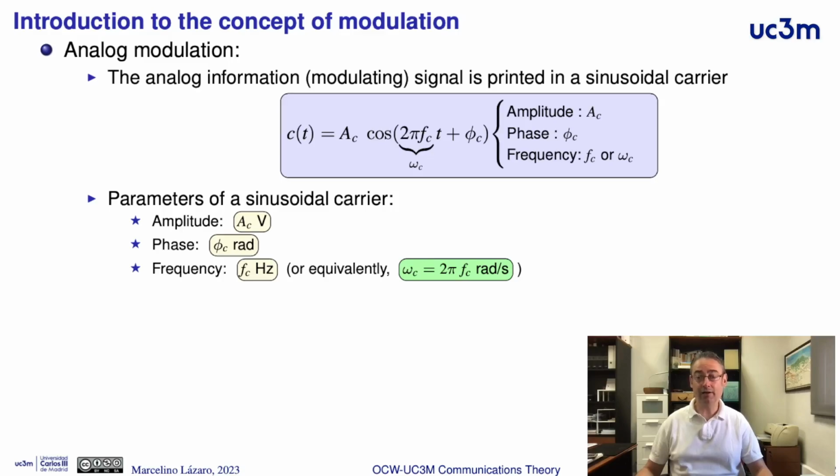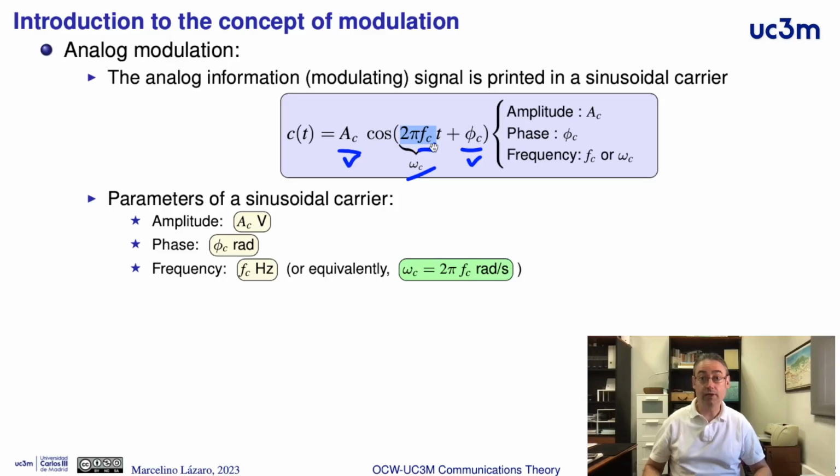And a sinusoidal carrier, a cosine or a sine, in this case a cosine, has three parameters. We have the amplitude of the sinusoid, we have the phase, and we have the frequency in radians per second, omega c, or in hertz, fc. Three parameters: amplitude, phase, frequency.